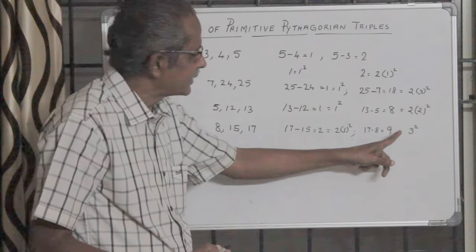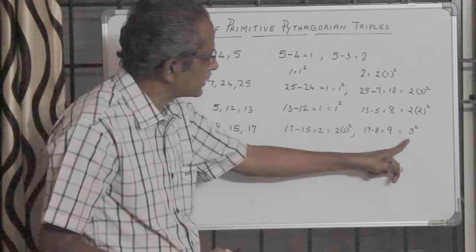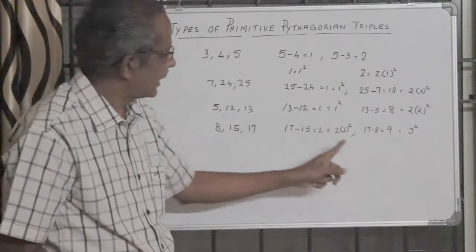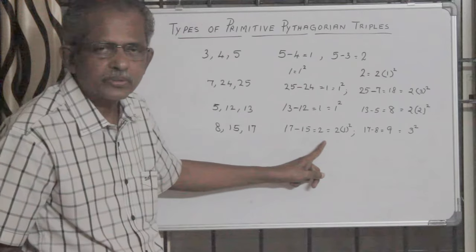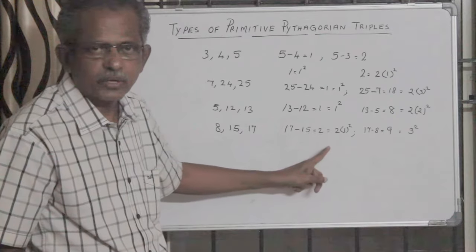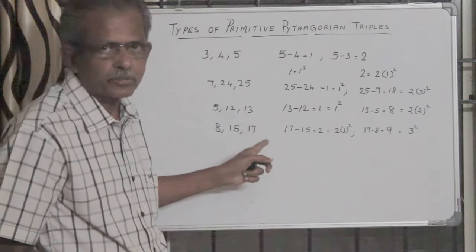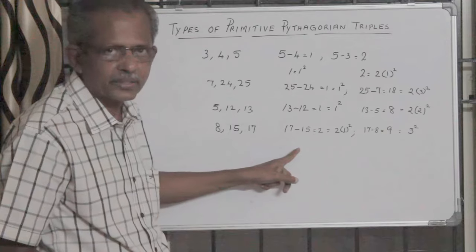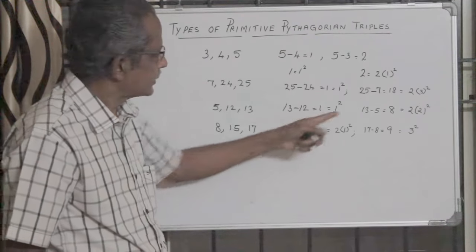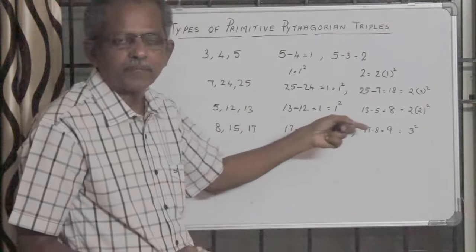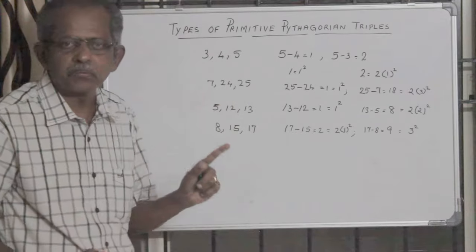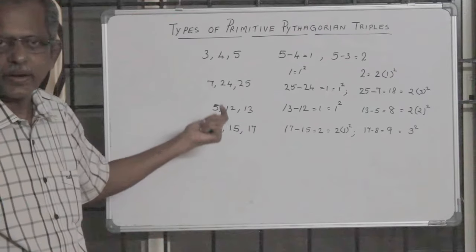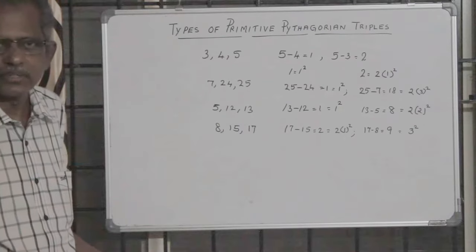Here, the odd square has changed to the other side, and the double of the square of an integer has come to the difference between the hypotenuse and the longer side. This can be seen in every primitive Pythagorean triple. Try to find some more examples by yourself.